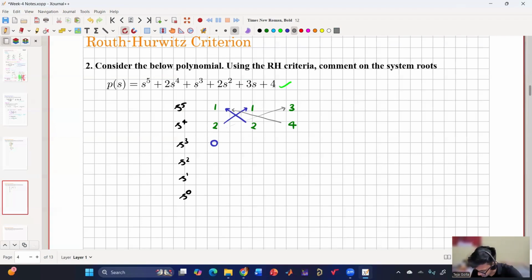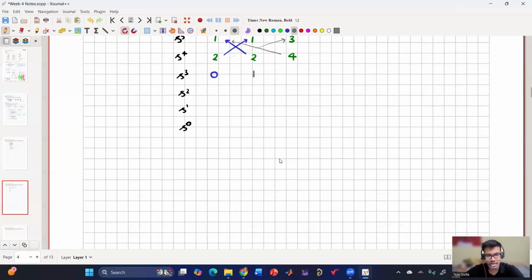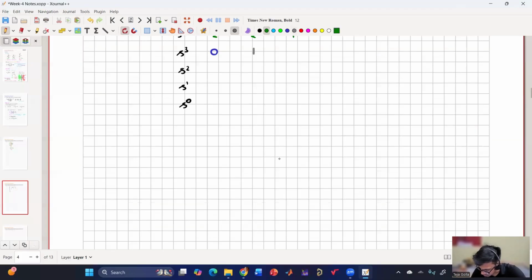Very good. So I have calculated till this row, but from this row I cannot calculate because 0 into 2 minus 1 into 2 by 0 is infinite. So I do not know how I can proceed further. So here comes the first condition, the special case. So I'm putting a star.